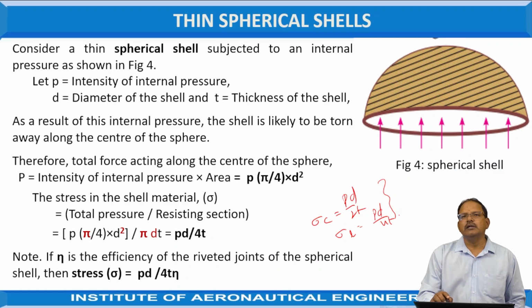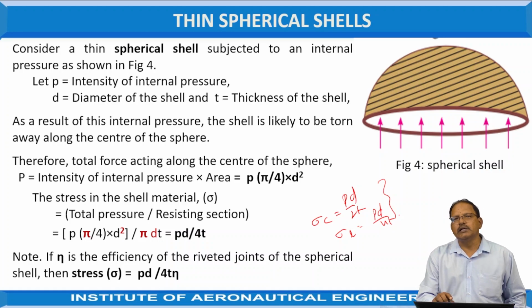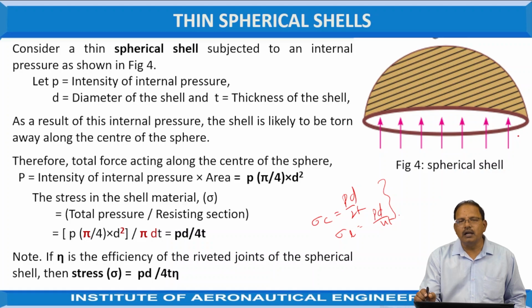A spherical shell is nothing but in the form of a ball. We consider a sphere, but having a very, very small thickness. Now, we consider a thin spherical shell subject to internal pressure as shown in the figure. The pressure is the same in all directions. Here I am taking just half of the spherical shell.